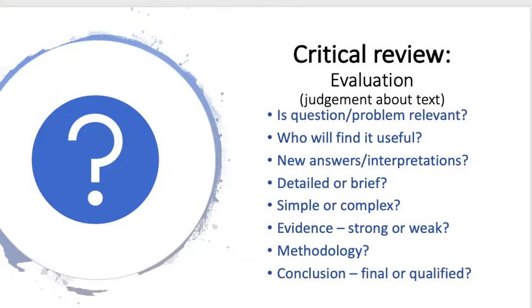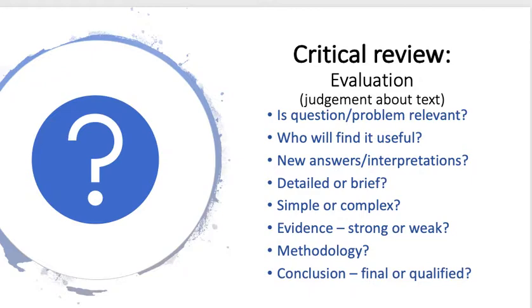The evaluation portion of a critical review makes up the remaining two-thirds to three-quarters of the review. An evaluation refers to making a judgment on the article's strengths and weaknesses. It represents your judgment about questions such as, is the topic, issue, or question raised in the article relevant, interesting, new, useful? Who will find it useful and why? Does the article give new answers or interpretations to an old question or issue? What claims are made, and is the argument consistent?